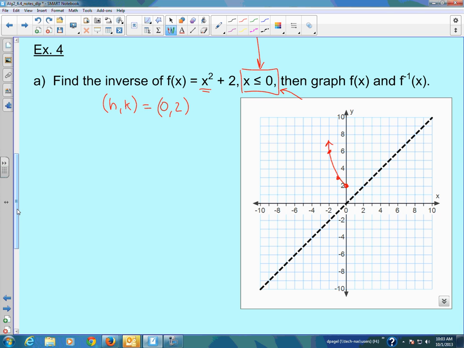So (0, 2) becomes (2, 0), (-1, 3) becomes (3, -1), and (-2, 6) becomes (6, -2), and we can see the relationship there. So there's that reflection between the red graph and the black graph across our line y = x. Now that black graph passes the vertical line test. So we have a function, and because we have a function, we have an inverse.